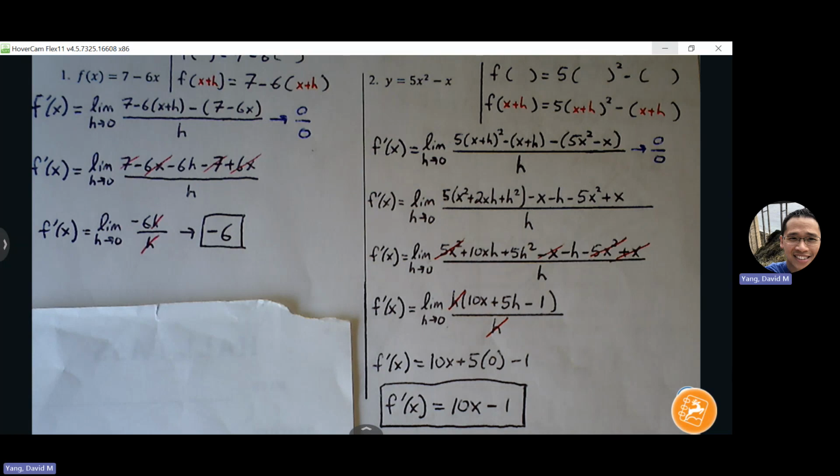Okay, any questions? So once you have your h's removed, you're going to reevaluate your limit, but you're just going to replace any remaining h's with 0 and see what's left over. And if you're starting off with a curve, you should end up with a derivative that has an x in it.